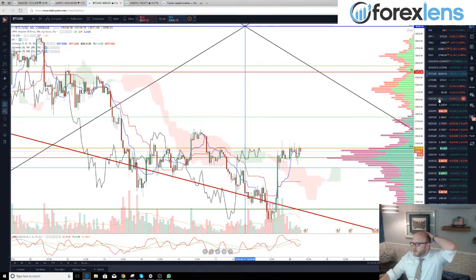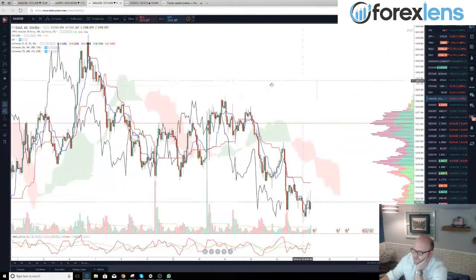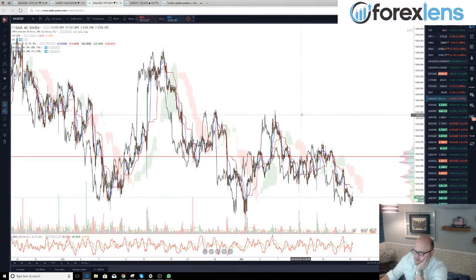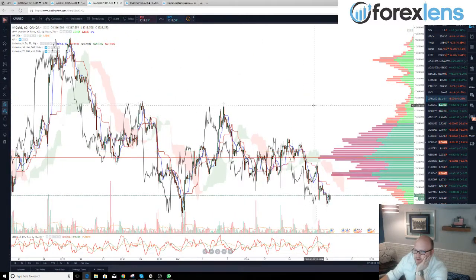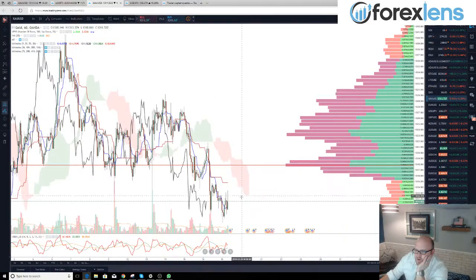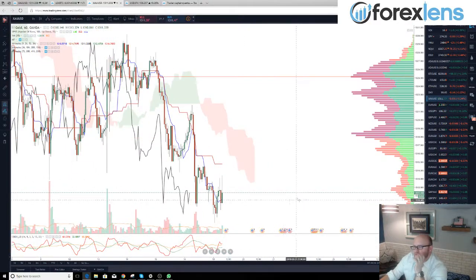Okay, let's look at XAU USD. Cool. Okay, now looking at this guy, gold, what is the plan with gold? We could have a short on a pullback. Actually, to 13.15 would be a good short pullback.